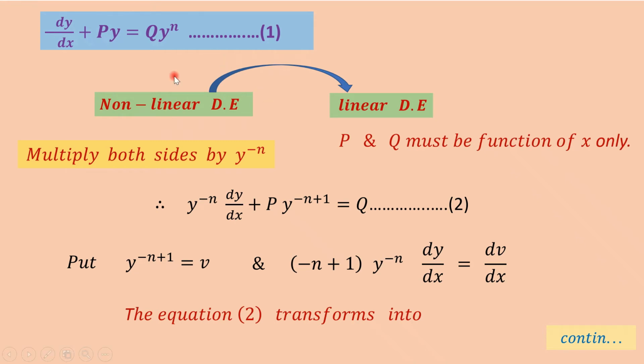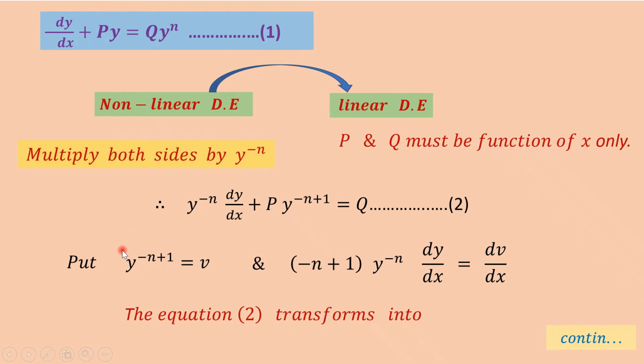Let us see now how to convert the non-linear differential equation to a linear differential equation. We simply multiply both sides of the given equation by y^(-n). That is y^(-n) dy/dx + P y^(-n+1) = Q. Here y^n was getting restricted. That's why we have multiplied by y^(-n).